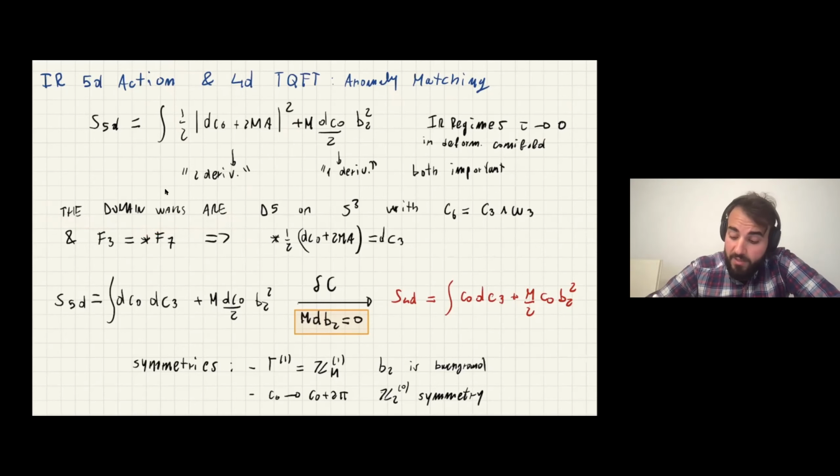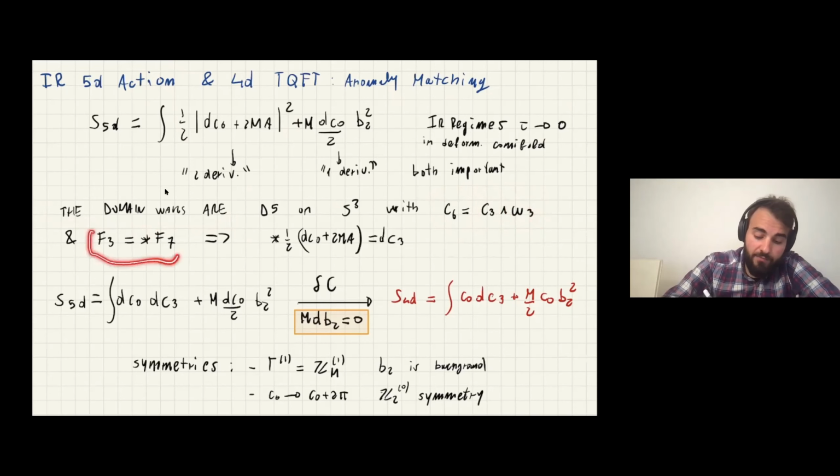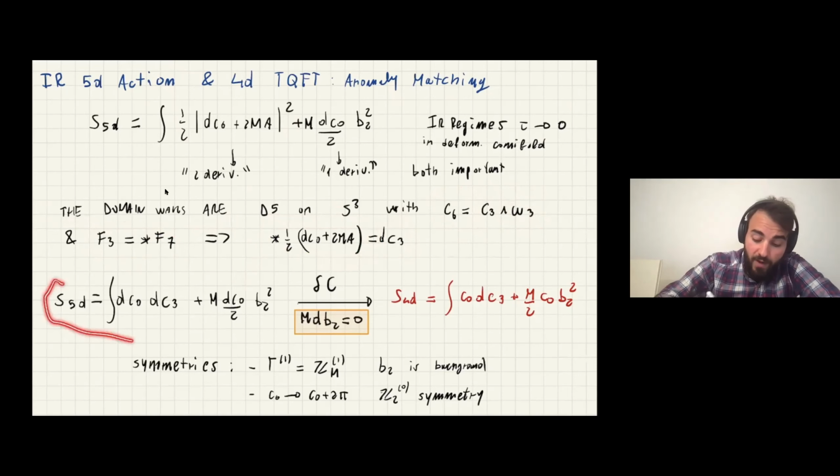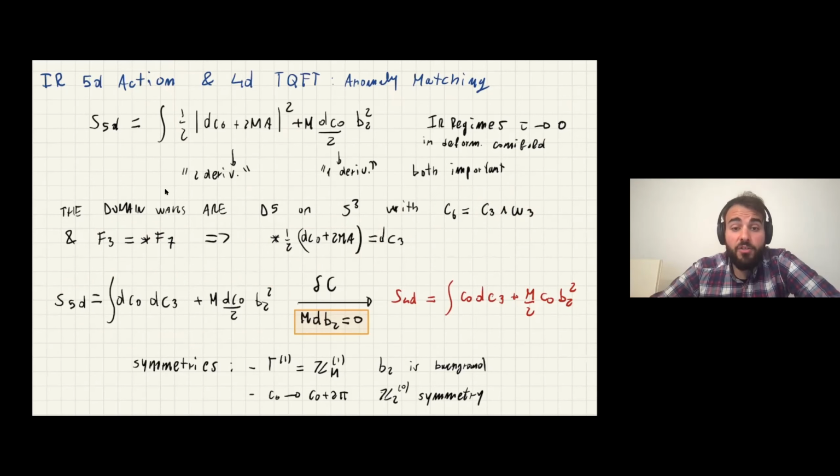And D5 will have this C6 worldvolume field, which decomposed on omega 3 will give a C3. And in fact, we can dualize the F3 in this way, and it turns out that the Hodge dual of this combination is basically DC3. So by plugging this back into the action, what we get is this five-dimensional action. And this five-dimensional action implies two things.